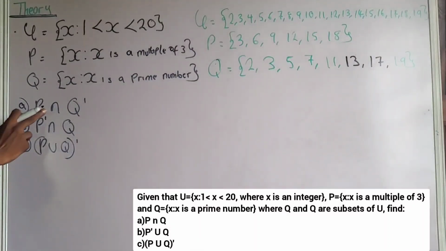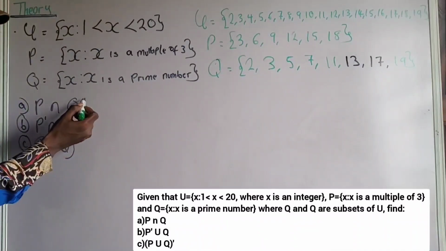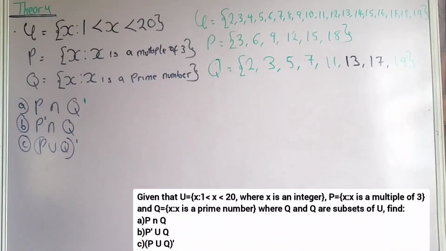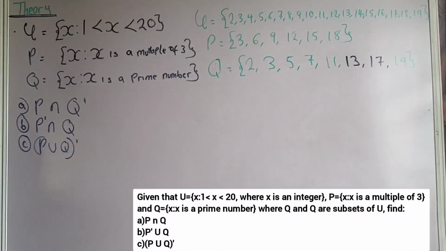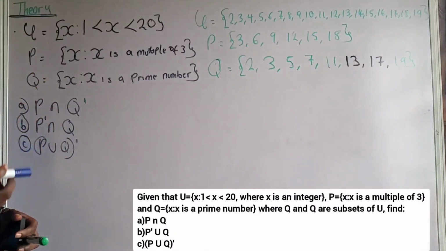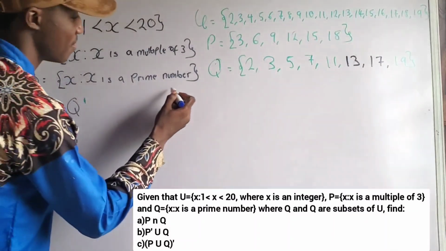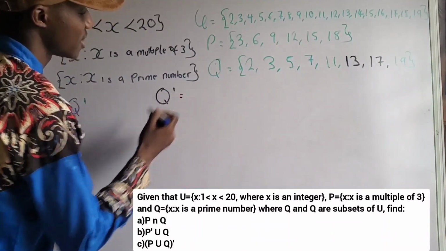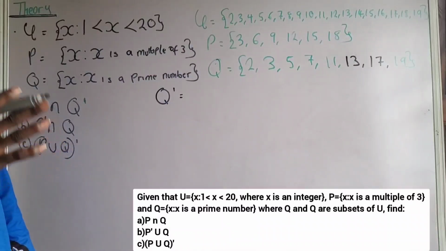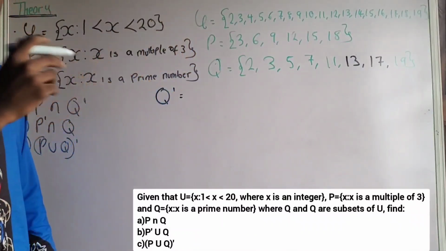We are asked to find P intersection Q prime. Okay, before we can find P intersection Q prime, we need to determine Q prime. You understand? You see, this sign that you see here is known as prime. Are you getting it? And the meaning is simply the elements that are present in the universal set that are not present in set Q. Do you understand? Listen to me carefully. Q prime is this.